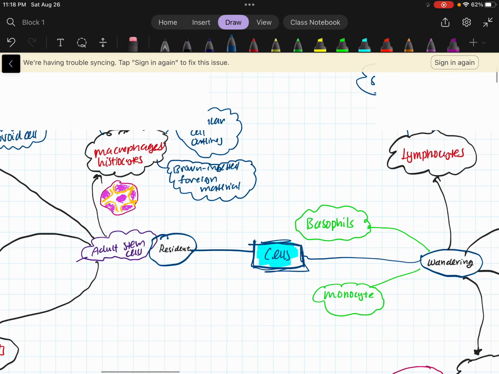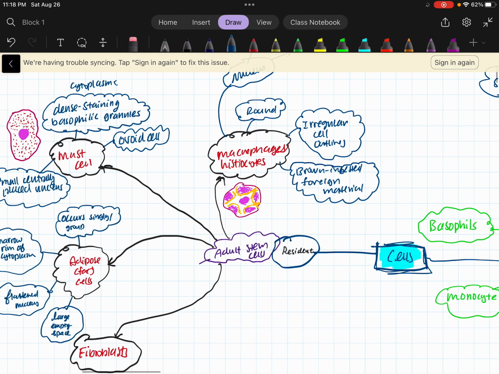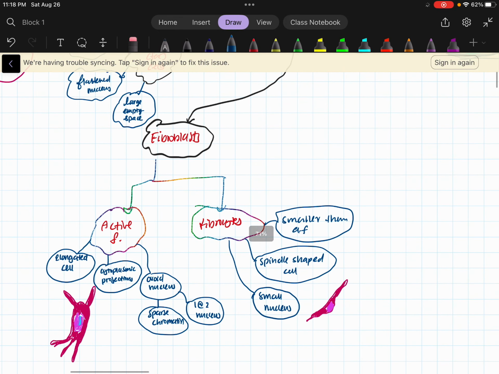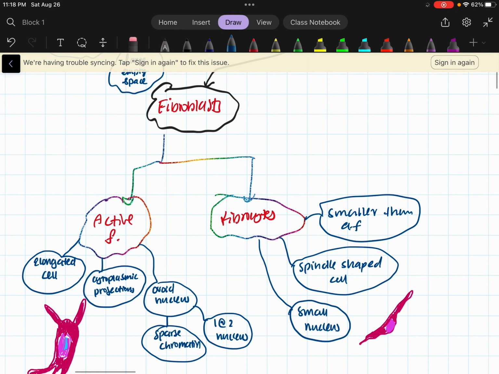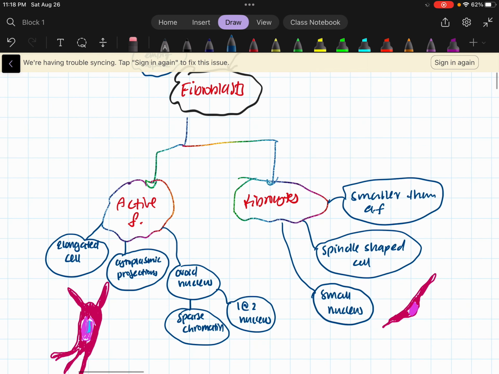Okay, so we can begin with the fibroblasts. So fibroblasts, there's the active fibroblasts and the fibrocytes. The active fibroblasts here refers to the continuous secretion of protein fibers. And fibrocytes is basically an inactive form of the active fibroblasts. So they don't really secrete anything.